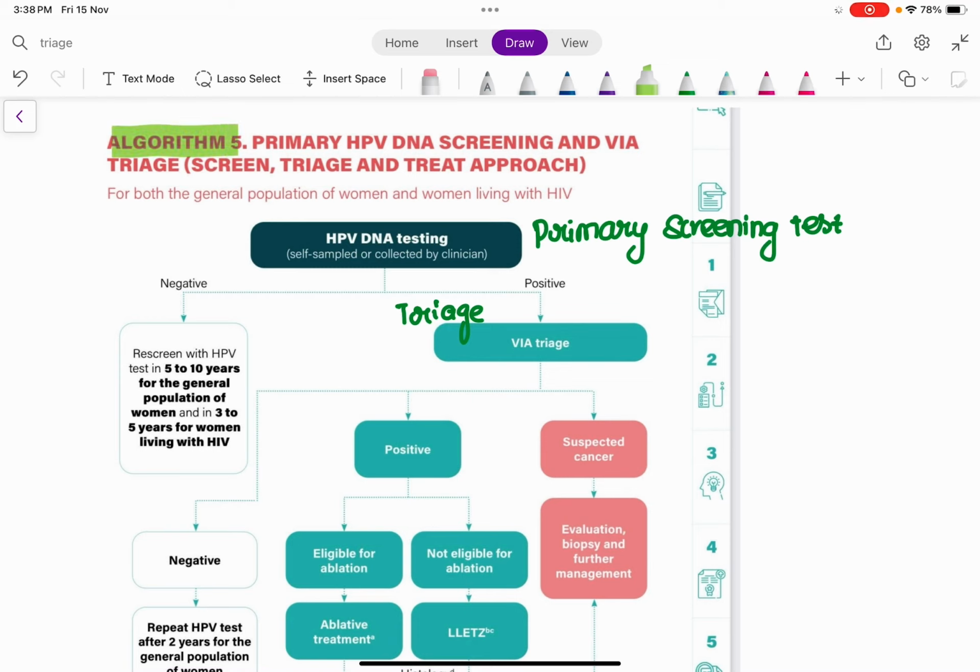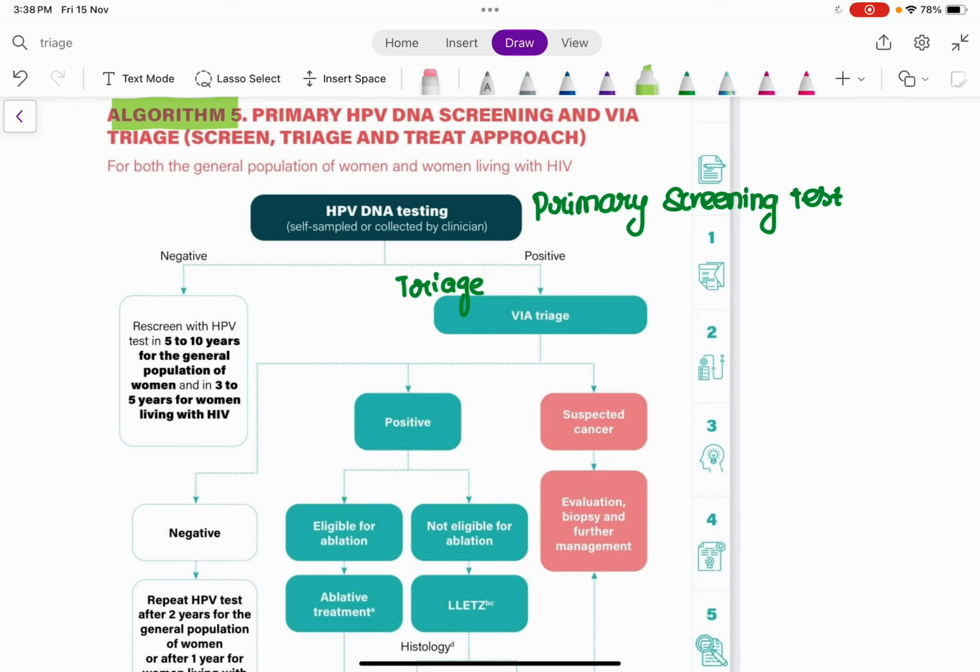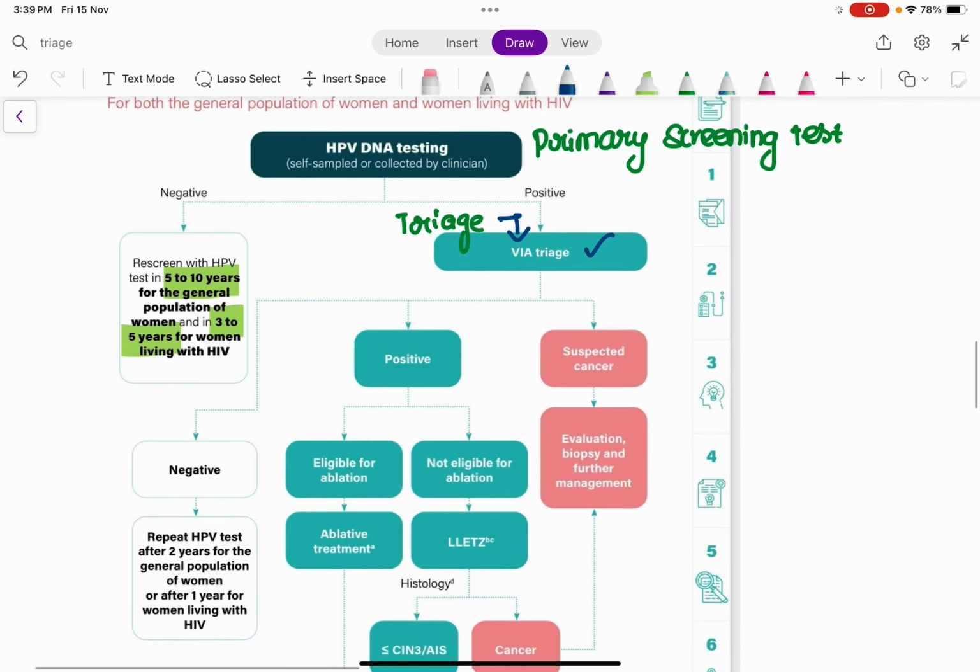Now we have algorithm 5. In algorithm 5, the primary screening test is again HPV DNA testing. As we discussed in algorithm 4, if it comes out to be negative, you repeat after 5 to 10 years in the general population and after 3 to 5 years in HIV positive females. But if the HPV DNA testing as the primary screening test comes out to be positive, you are going to take here in this algorithm the TRIAGE test as visual inspection with acetic acid. In algorithm 4, you had the TRIAGE test as HPV genotyping. Here you have the TRIAGE test as visual inspection with acetic acid.